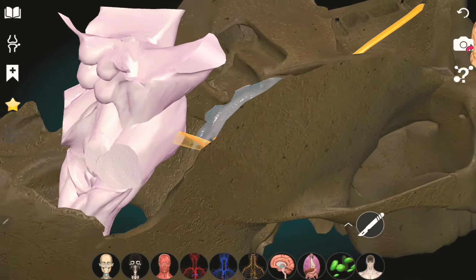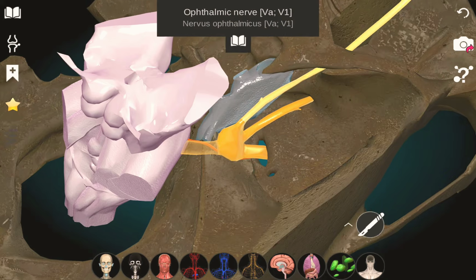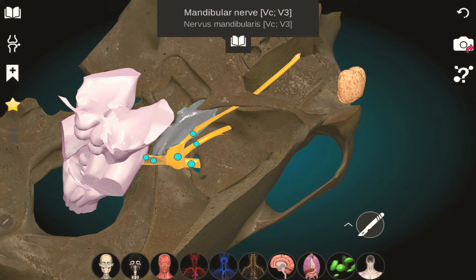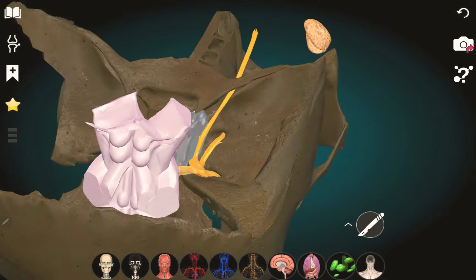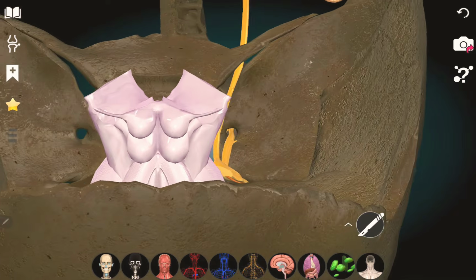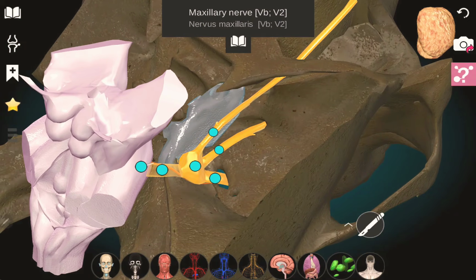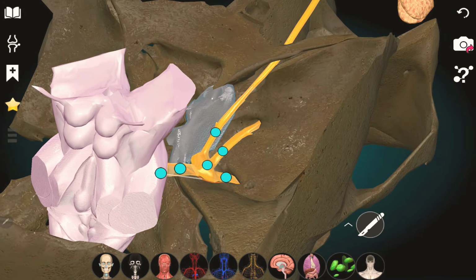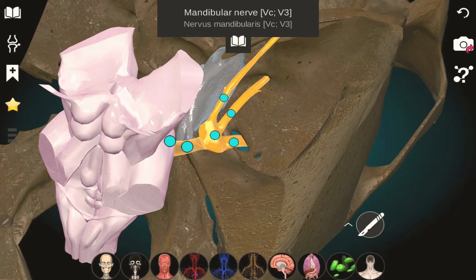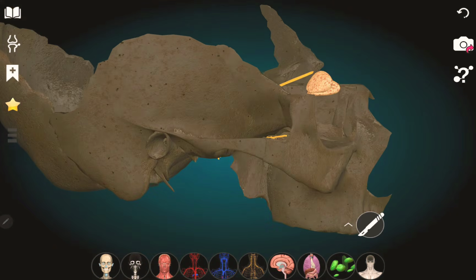So guys, if we see the trigeminal nerve, from the trigeminal ganglion it gives off three branches: the ophthalmic branch, the maxillary, and the third one is the mandibular branch. We know that the ophthalmic branch passes through the superior orbital fissure, as you can see in the middle cranial fossa. Then the middle branch, the maxillary branch, passes through the foramen rotundum, and the third branch, the mandibular division, passes through the foramen ovale. So these are the three divisions of the trigeminal nerve.